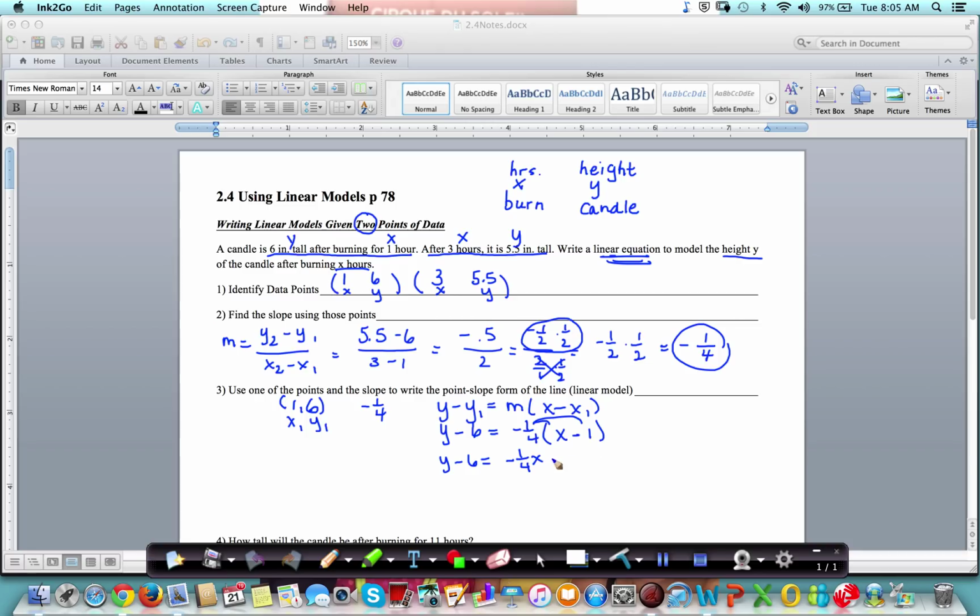Negative 1/4 times negative 1: a negative times a negative is a positive, so 1/4 times 1 is 1/4. And then I'm going to add 6. Here I need to change this to fourths so that I can combine them. 1 goes into 4 4 times, so I multiplied by 4, which means I need to multiply this by 4, and 6 times 4 is 24. So 24/4 is the same thing as 6 over 1. Now I can combine those two to get y equals negative 1/4 x plus 25 over 4. So this is my linear model.